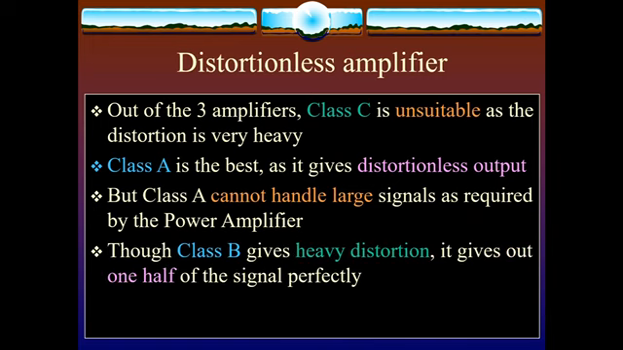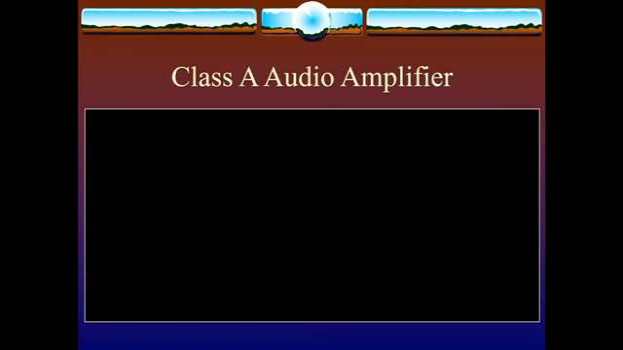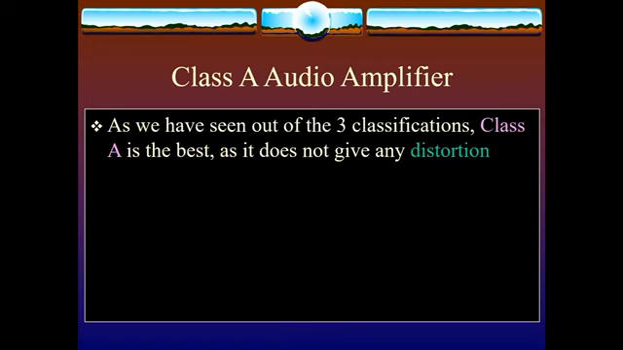Though Class B gives a heavy distortion, it gives one half of the input signal perfectly. And Class B can handle very large signals. This is the advantage of a Class B amplifier. So now you can use a Class A amplifier as an audio amplifier. We have seen the three classifications. Among the three, we conclude that Class A is the best, which gives output without any distortion. So that is when we prefer a Class A amplifier.